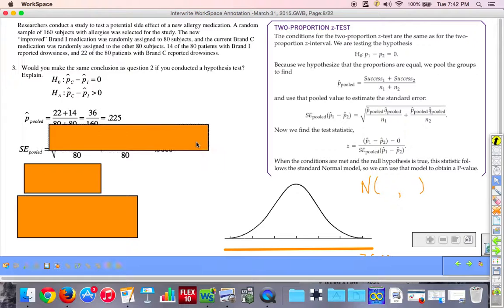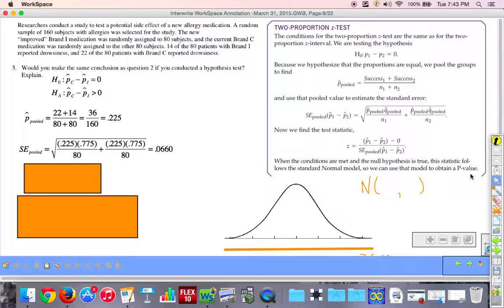So I guess the key is if you have a picture in a picture, you have to be careful what you delete, right? So here's our standard error pooled, and our value is 0.0660. We know, according right here, it says when the conditions are met and the null hypothesis is true, this statistic follows the standard normal model, so we can use that model to obtain a p-value.